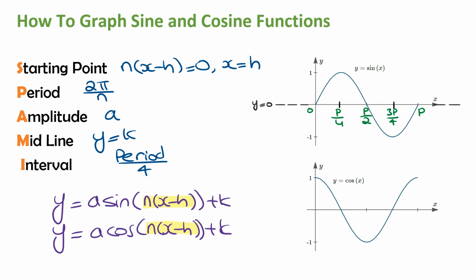For a positive sine graph, we start at the midline, we go up to the maximum, we then come back down to the midline, go to the minimum, and then come back to the midline.